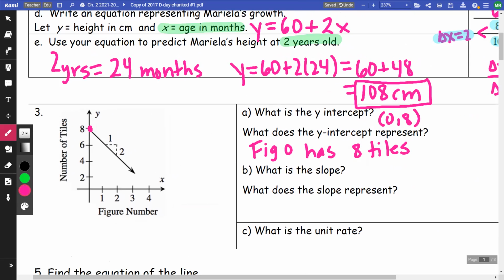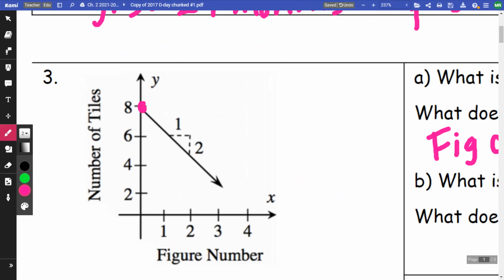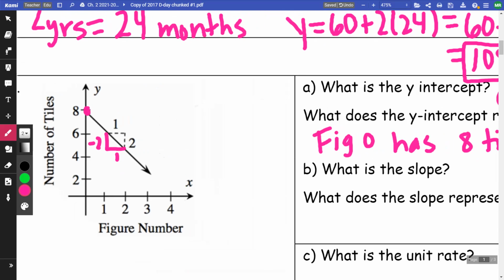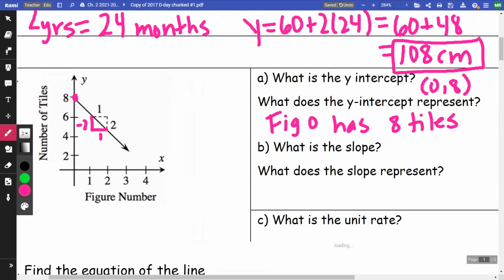What is the slope? Now for this, they drew it, I don't like the way they drew it. They're saying we're going 1 every 2. I prefer to go like this. So we're going to go down 2 every 1. Okay. So our slope is going to be -2 over 1 or just -2.